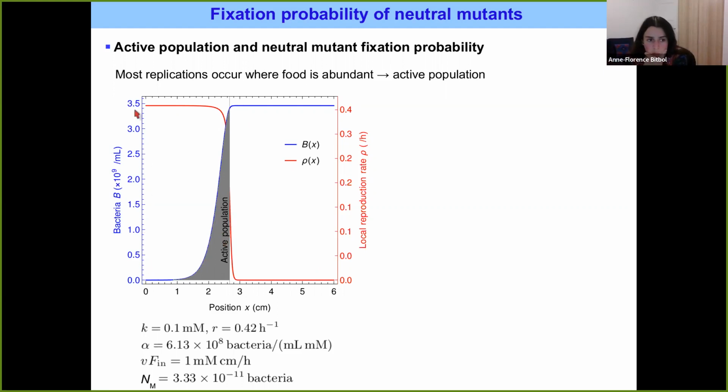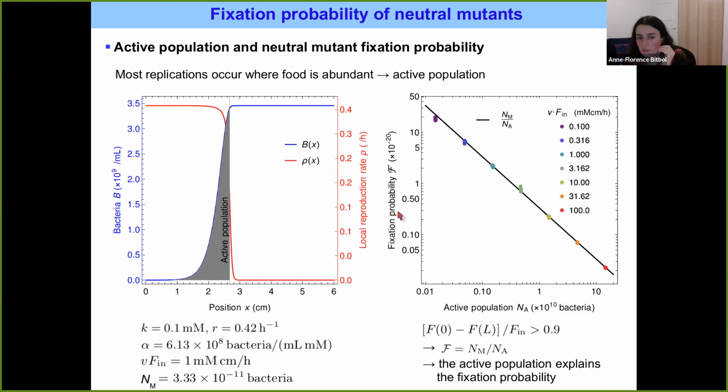Here, in this case, where we show again the profile of bacteria and the local reproduction rate versus position in the gut, the active population, which is shown in gray here, is defined as the population such that the reproduction rate is equal at least to half of its maximum value. And okay, so that's how we define the active population. And the idea is that this active population is the population that will matter for fixation, because the rest is inactive and it's just dormant bacteria, essentially.